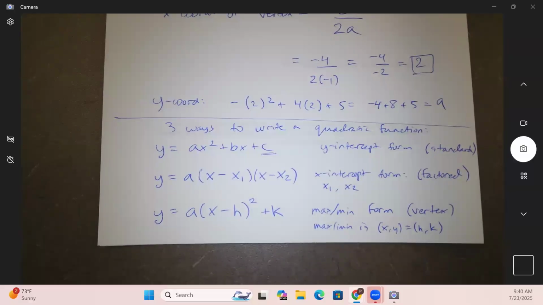You can always go from one form to the other. The easiest way to do that is graphically. It is possible to do it symbolically or numerically. If you crunch some numbers and figure out what x values get you to 0, you've found the factored or the x-intercept form.